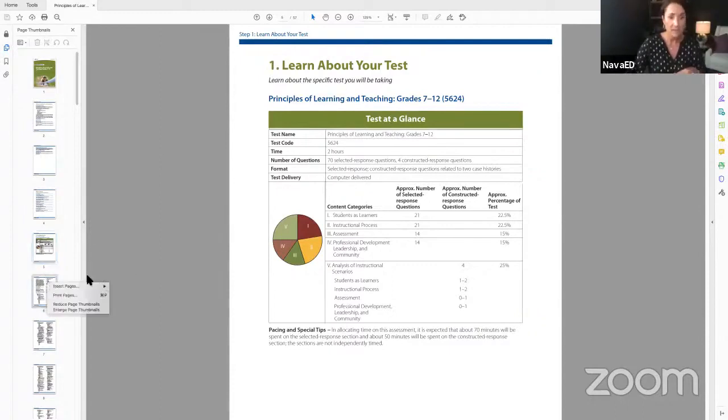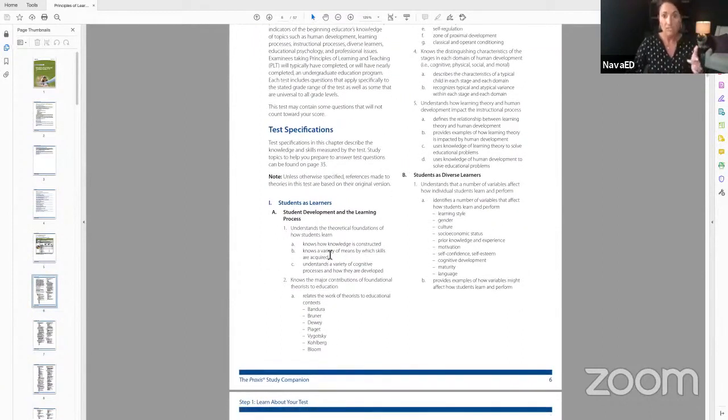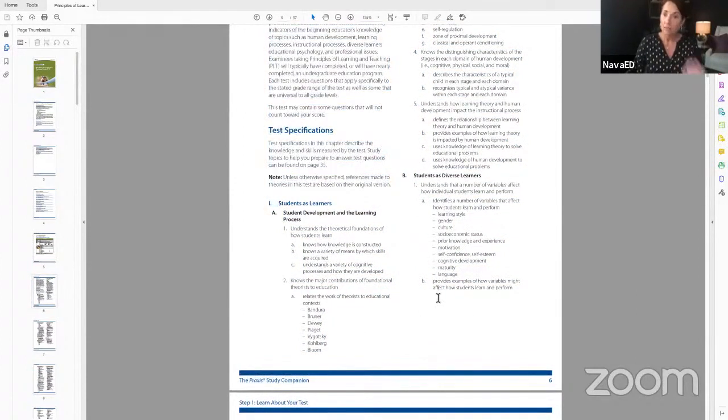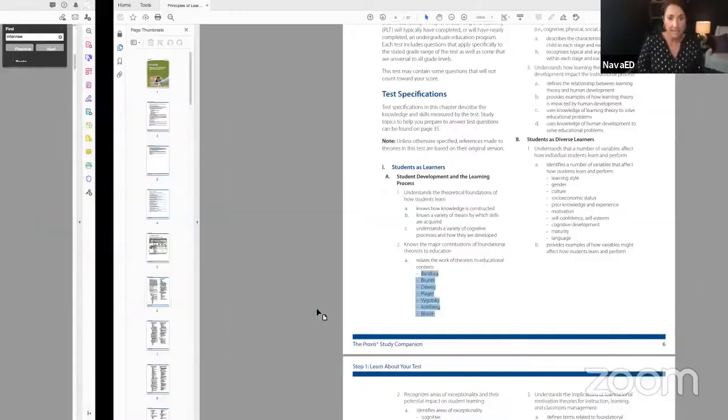Now, if we go to the test specifications, which I encourage you to do, you can see that these are all of the skills and specifics on the exam. Now, let me tell you something about Praxis. They do a phenomenal job, ETS, and I don't normally praise testing companies. I'll just tell you that. But ETS does an awesome job with outlining their entire exam. These specs are so detailed. So if you take a look right here, knows major contributions of foundational theorists. And then they give you every single possible theorist here. And this is the same for all of them.